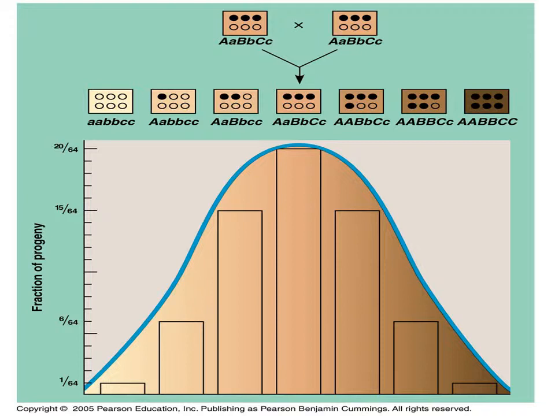So in this example, you have 2 medium colored individuals, and when they have sex, their offspring can fall within these ranges. They can have the whitest of white and the darkest of the dark.